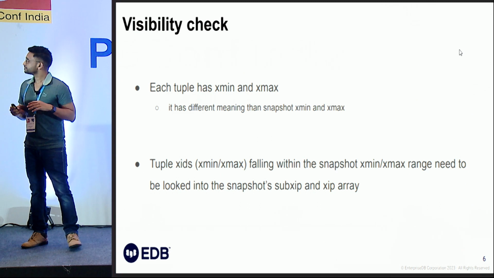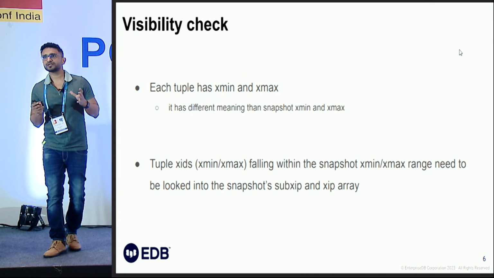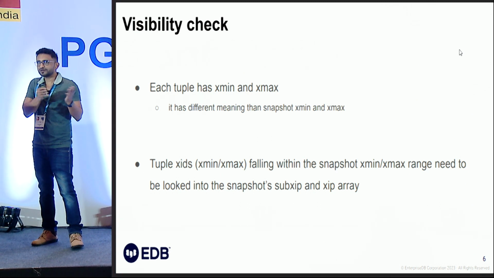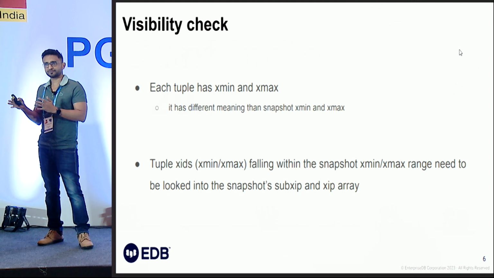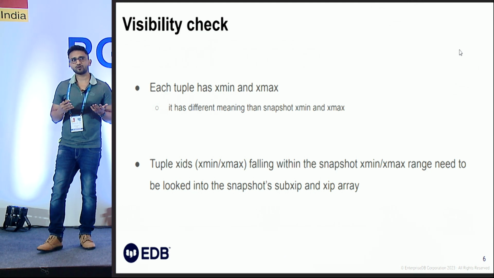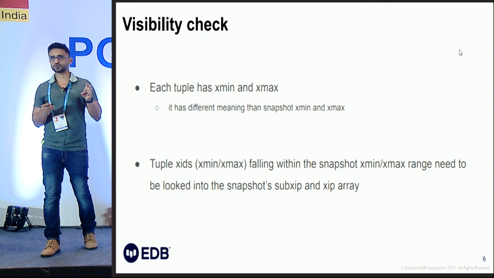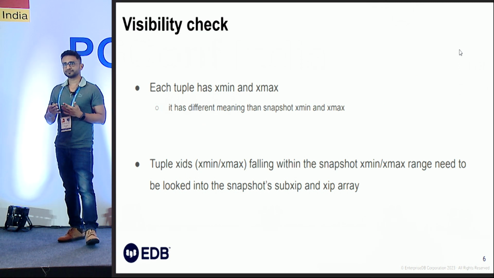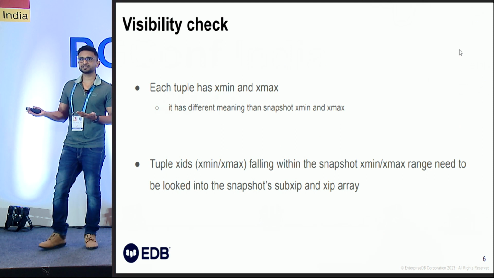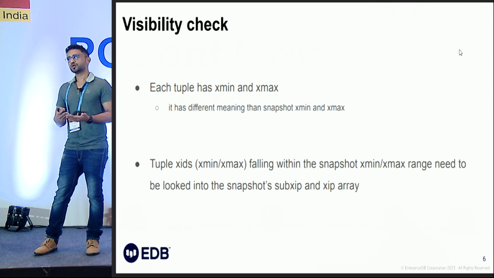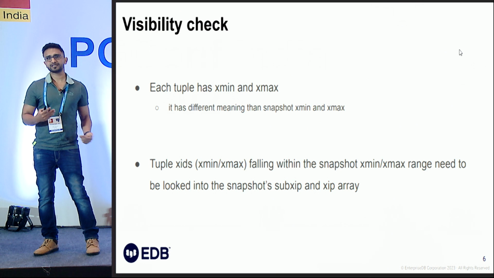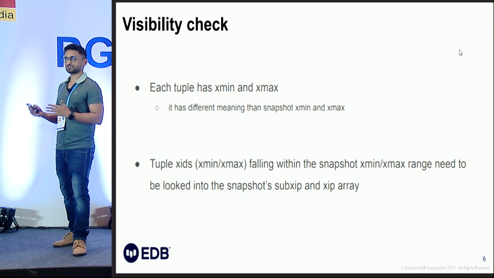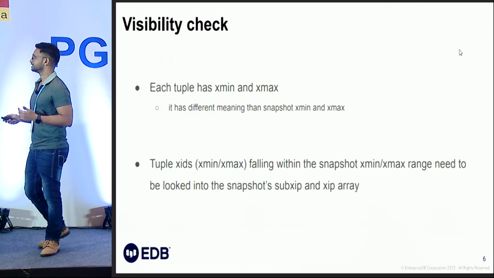The xmin of the tuple is actually different from the xmin and xmax of the snapshot. The creator of the tuple is the xmin stored in the tuple. If the tuple doesn't get deleted, the xmax is an invalid XID. But if it gets deleted or updated and a new version is created, then the older version is marked with the xmax of the transaction that updated the tuple.